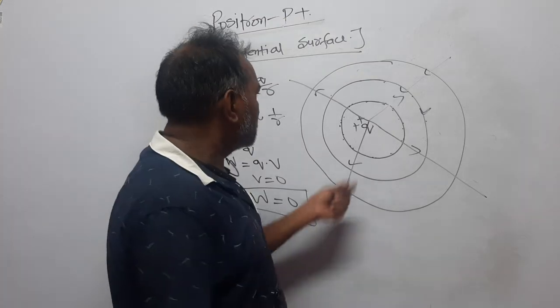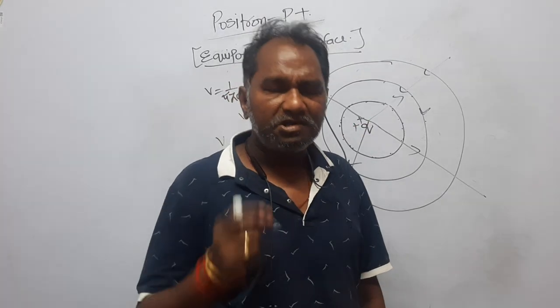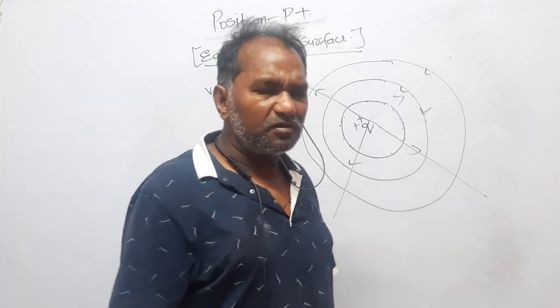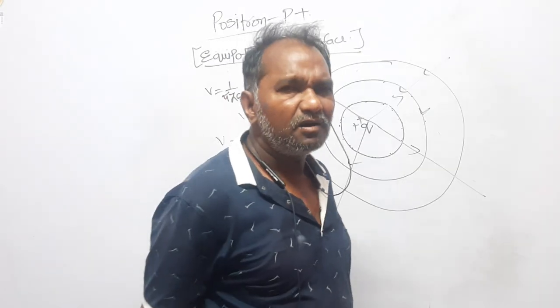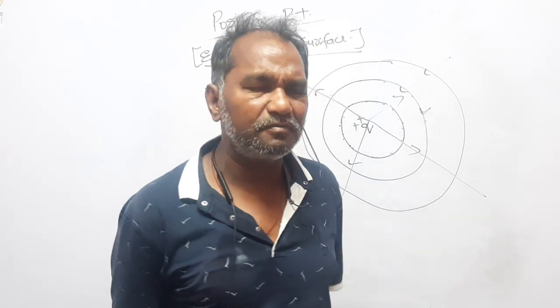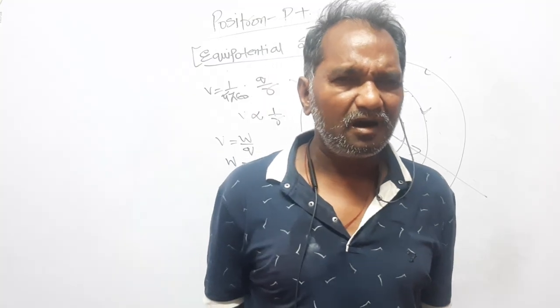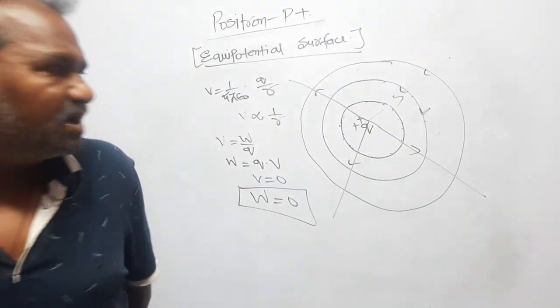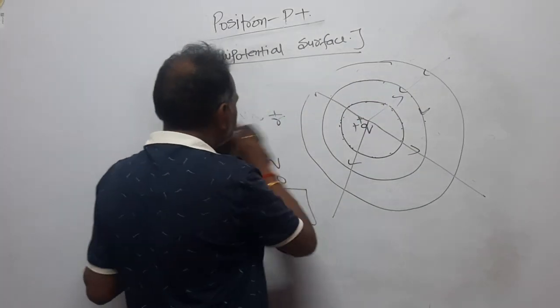Now dear student, due to a point charge, how will the equipotential surface be? It is a concentric sphere. Due to a point charge, the equipotential surfaces will be concentric spheres. Now let's move further.